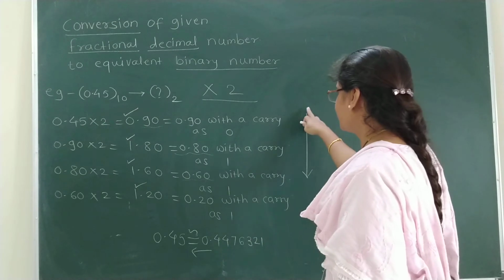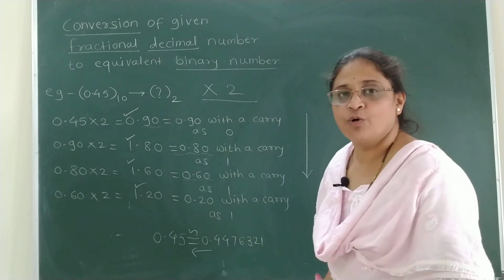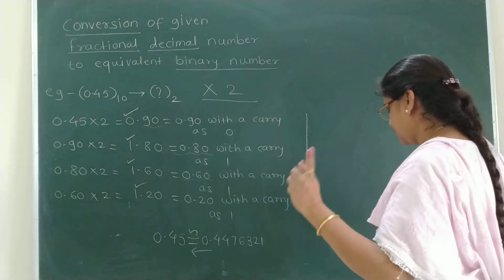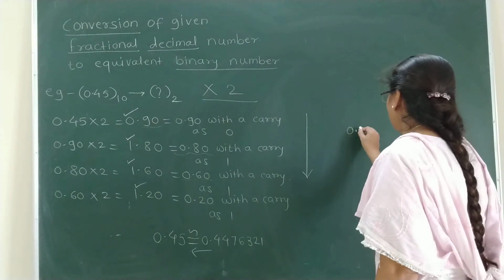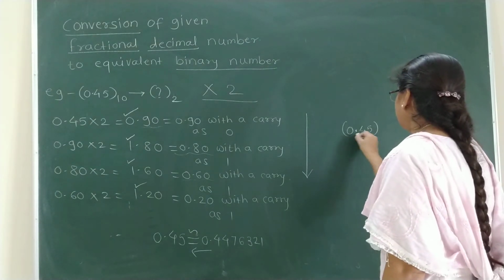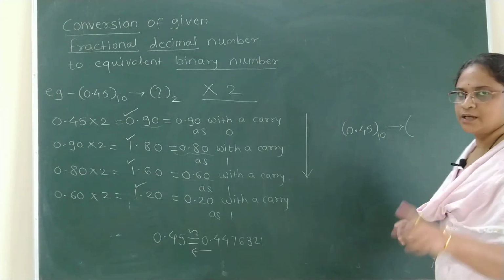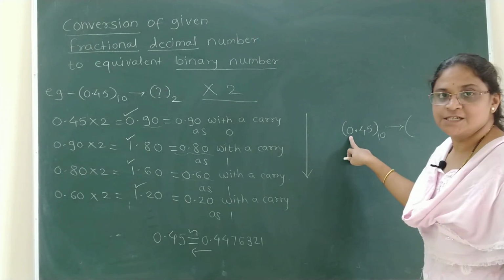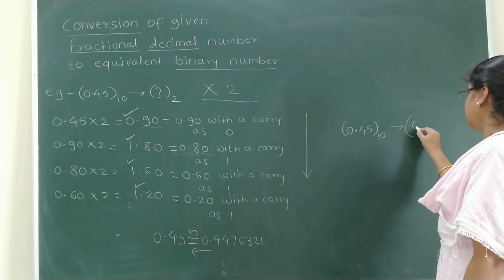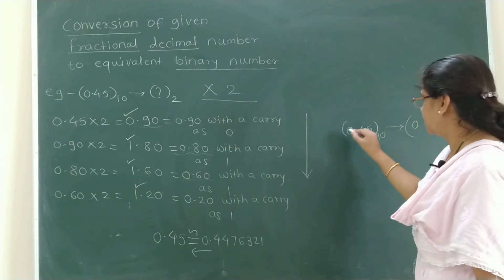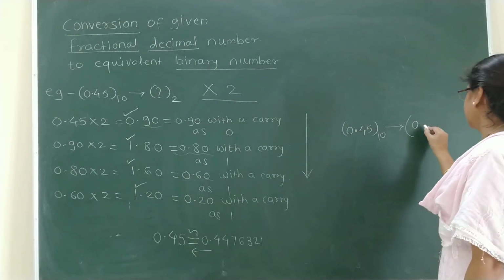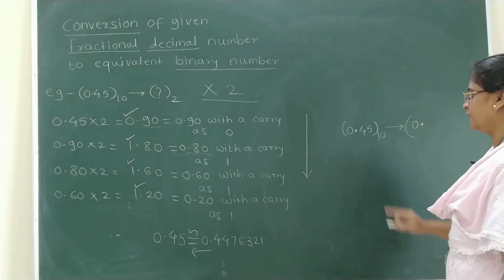How to write the answer? From top to bottom, in forward order. How to write the answer? Here it is. 0.45 to the base 10 is equivalent to, first, remember, this is the integer 0. Its binary equivalent is 0. This is the decimal point. Here it is the binary point.